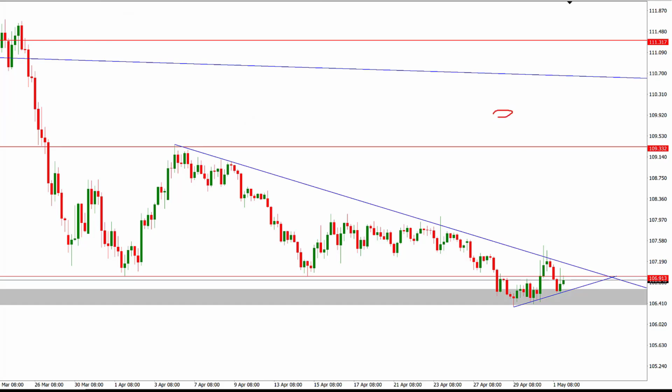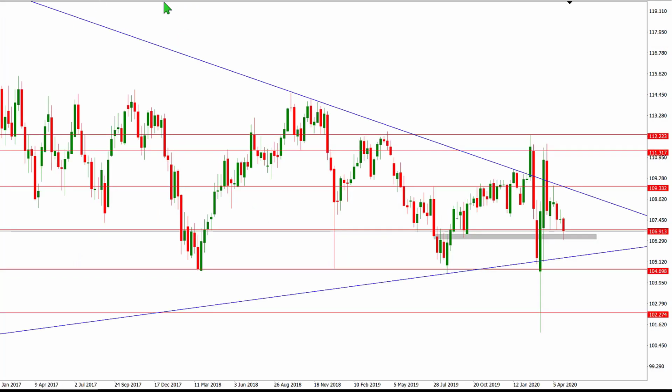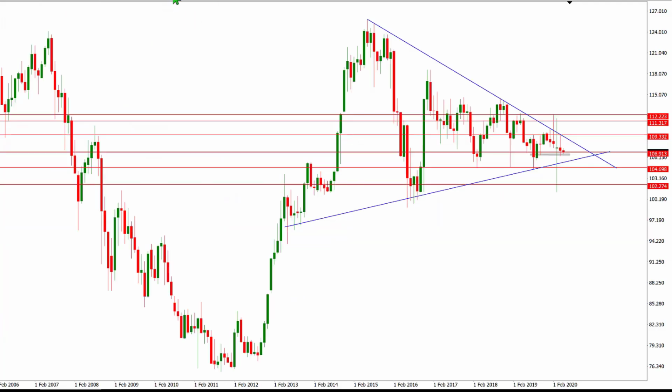This here comes on the 4 hour, and then you can see right here I have my extension of my dynamic resistance trend line, which price is finding difficult to break out of. And let's figure out what we can see on the higher time frame. Let's see the weekly chart. Here comes the weekly chart, and then here comes the monthly chart.